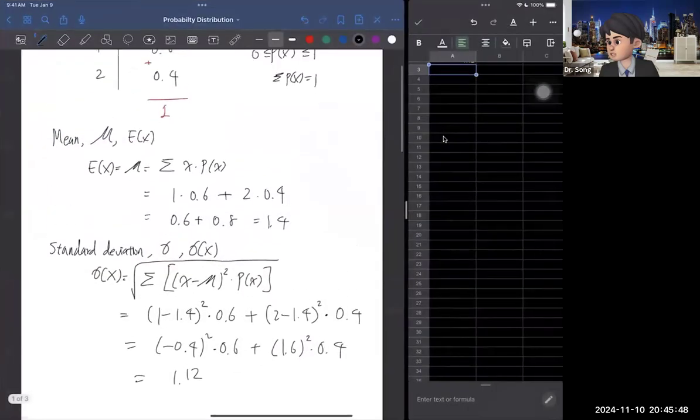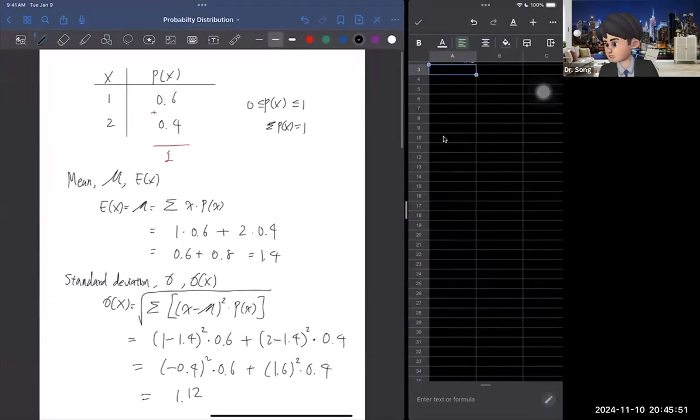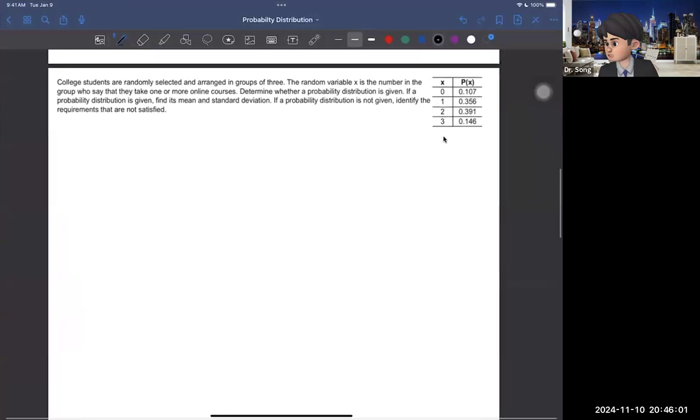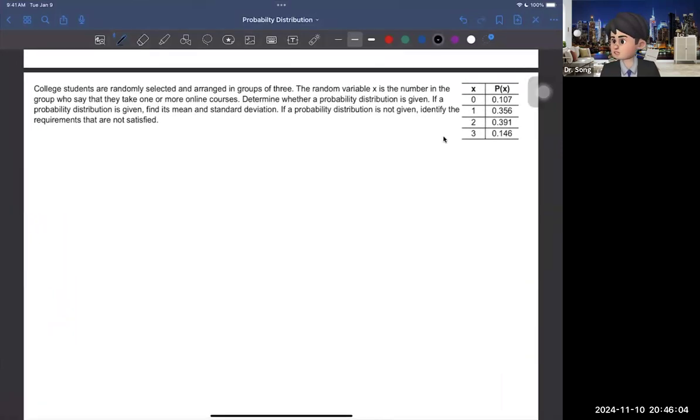Now, you may not understand the meaning of this mean and the standard deviation for this discrete probability distribution. So let's solve another example. So take a look at this one. College students are randomly selected and arranged in groups of 3. And with this example, the random variable x is the number in the group who say that they take one or more online courses. Determine whether a probability distribution is given. If a probability distribution is given, find its mean and the standard deviation.